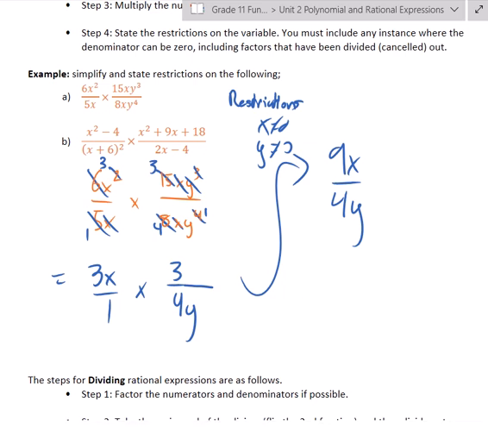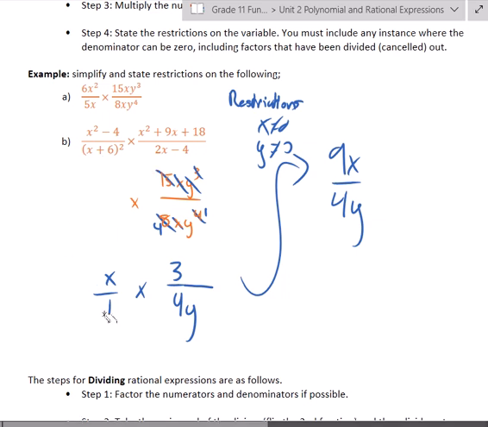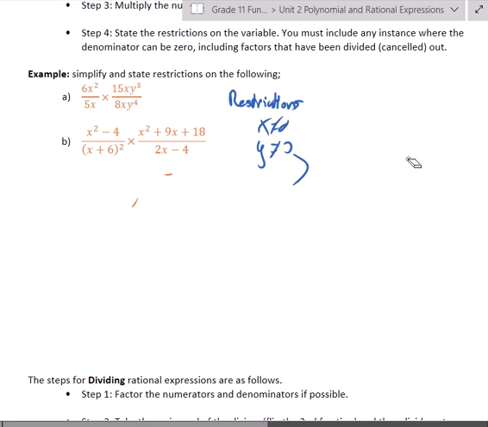So in some problems, you can do a lot of canceling out, dividing out common factors right from the beginning to reduce the problems as much as possible. Again, you can just multiply straight away and then cancel out afterwards. Both methods will work. It's just recommended that you do cancel before you multiply. Let's look at b here.